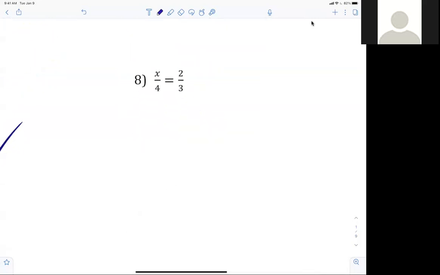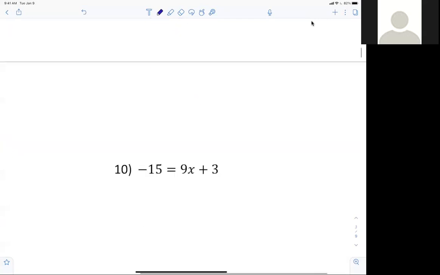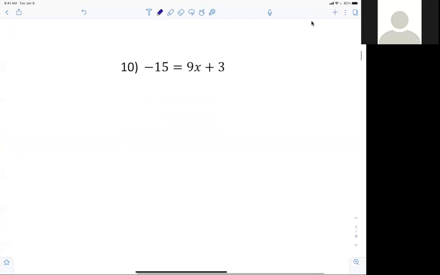Number 8. Dividing by 4 means I am multiplying by 4. So everybody should be good with that. 8/3. All right, let's move on. Number 10. Now, again, we're practicing mental math. I'm moving the 3 over. When I move the 3 over, it becomes what?